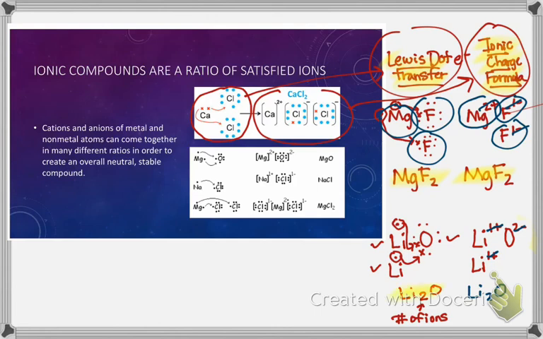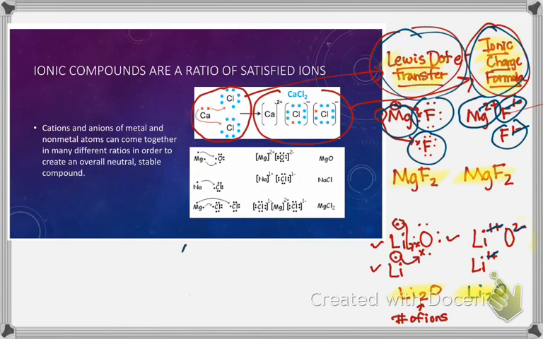So these are 2 different ways, Lewis dot electron transfer and the ionic charge formula, of supporting how ionic compounds are a complementary process of electron transfer and exchange between two oppositely charged ions. Now, there's one more that I'm going to pause the video and do with you guys in class.